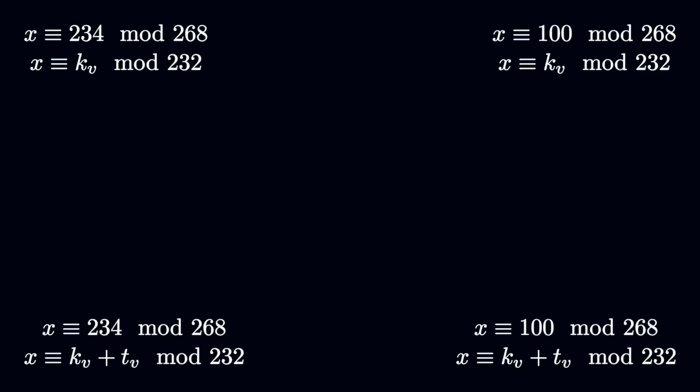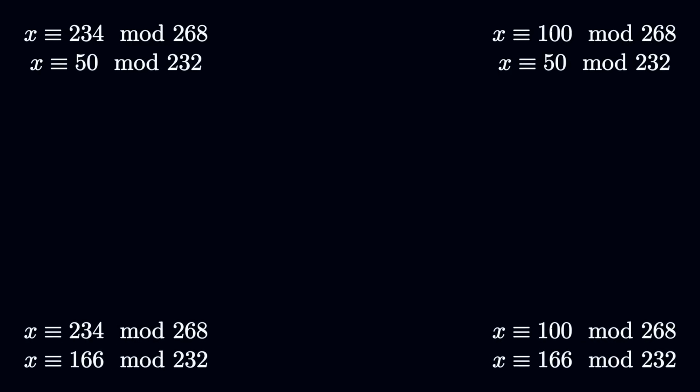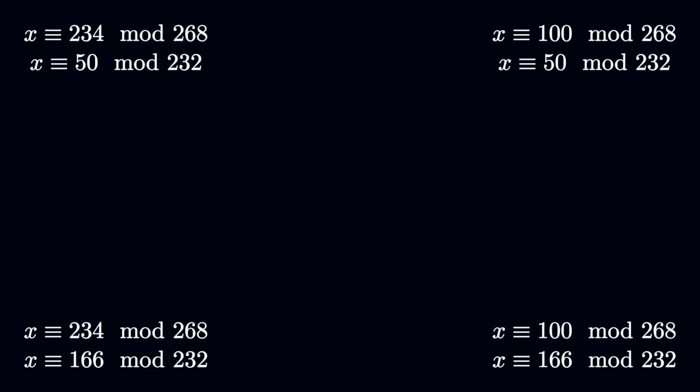Our top wall offset is kv, or 50 frames, but our bottom wall offset is kv plus tv, or 166 frames. Altogether, this gives us these 4 equations for each of the walls. For the right and top walls, all we needed to do was double the periods. For the bottom and left walls, we both double the period and add the old period. Now, for each corner hit, we can just solve the corresponding equations.